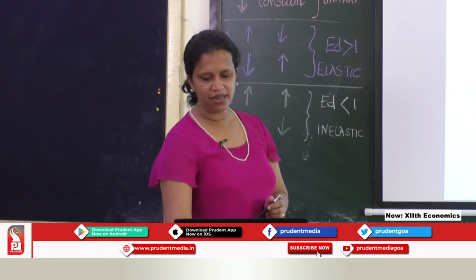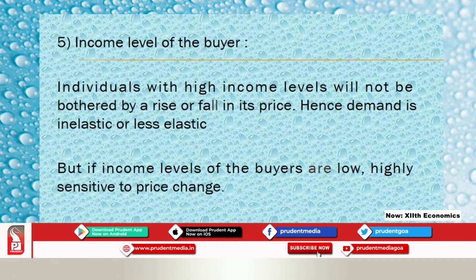Okay. Let's go ahead. Let's look at the fifth factor, and that is the income level of the buyer. Now, all those individuals who have a high level of income are said to have an inelastic demand. That means they have sufficient money, so they are really not bothered about a rise or a fall in price, because they have sufficient purchasing power. So, if income levels of the buyers are low, they are more sensitive to price change, and therefore, their demand is described to be elastic.